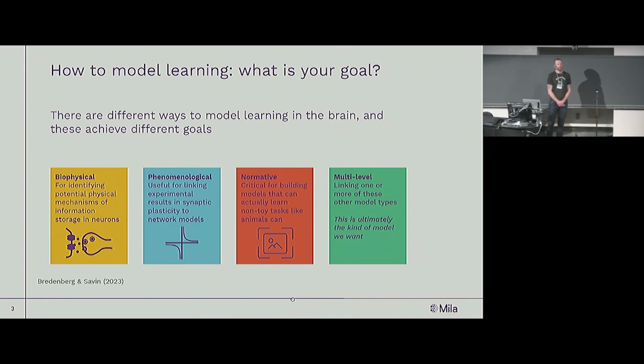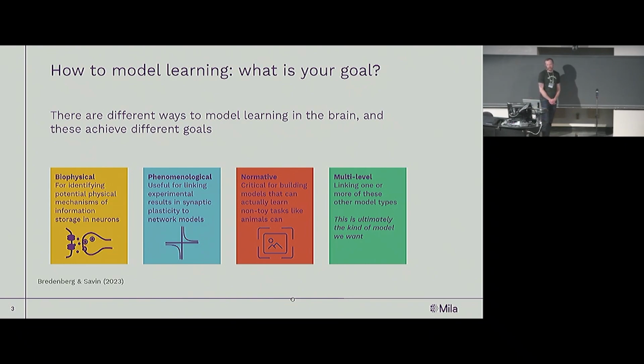Alternatively, perhaps you're more concerned with a model that matches the phenomenological experimental data that we see. So whether that be plasticity curves like spike-timing-dependent plasticity, or the particular distribution of synaptic weights that you see in the brain, getting something that can link explicitly to the sorts of phenomena that we can observe experimentally might be your goal. Alternatively, you might be interested in normative models, that is, models that have been optimized to actually perform some task, some behavior. And ideally, it would be a non-toy task of the sort that animals can actually perform.